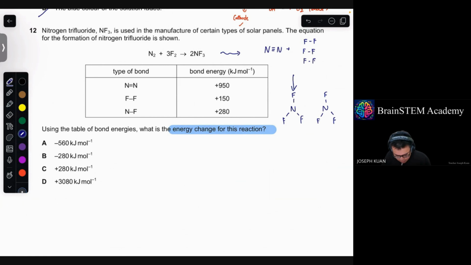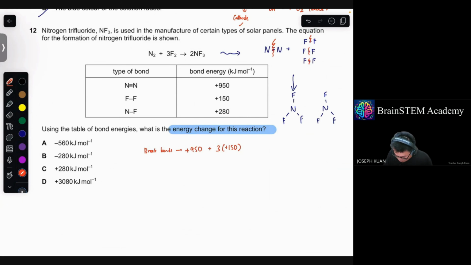Okay, by drawing it out, I'm able to see how many bonds I need to break and how many bonds I need to form in order to make nitrogen trifluoride. So you need to break one nitrogen gas bond and also 3 fluorine covalent bonds. All right, so there will be 950 and also 3 fluorine bonds. Okay, that will be the energy required to break the bonds.